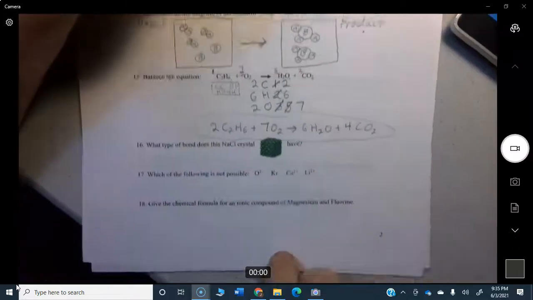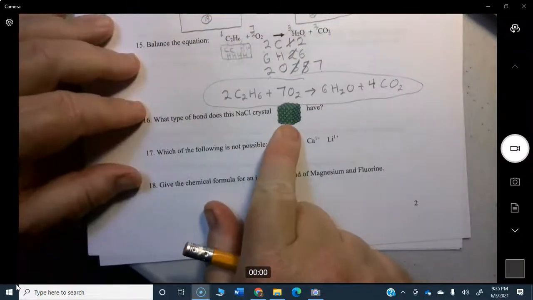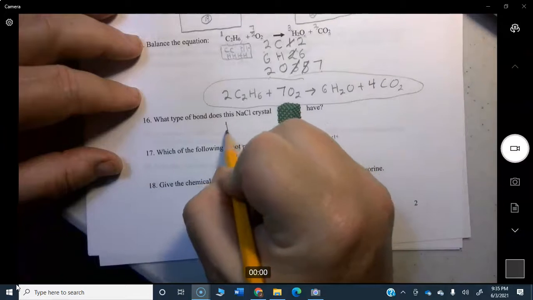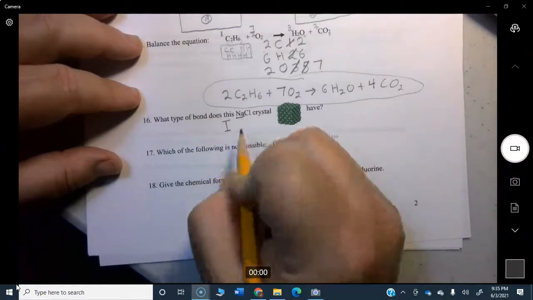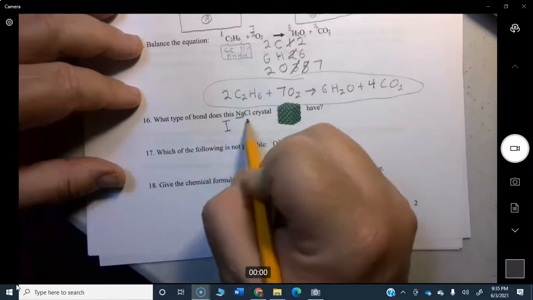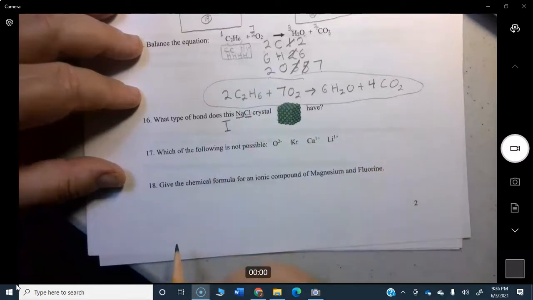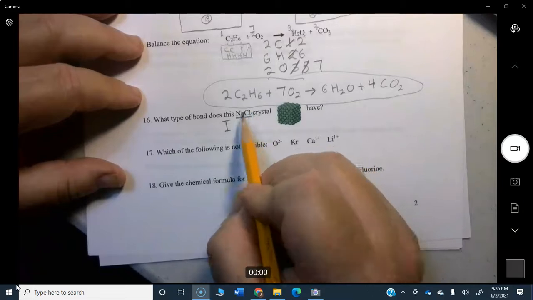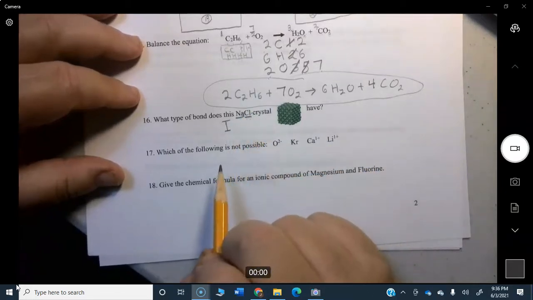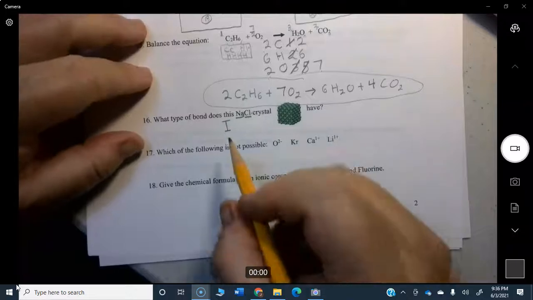All right, next. What type of bond does NaCl have? Well, that's a crystal lattice structure. NaCl is an ionic bond. It's a metal, Na, over on the left side of the periodic table, a weak guy, and a strong guy, a non-metal, a chlorine, way over on the right side of the periodic table. So the chlorine takes the electron away from the sodium. Chlorine becomes negative, sodium becomes positive, so they attract each other. That's an ionic bond. Okay.